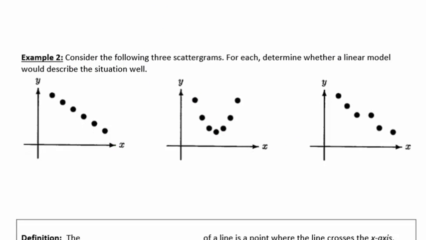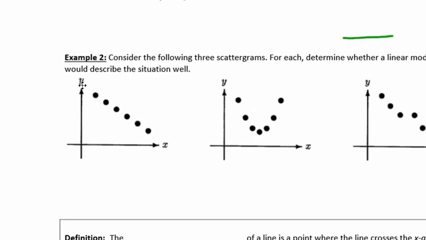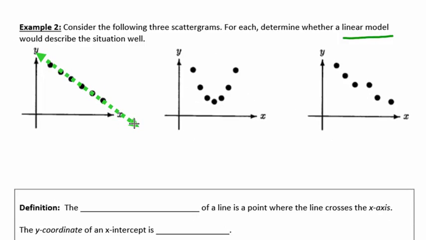Alright, example 2. Consider the following scattergrams. For each, determine whether there is a linear model that would describe the situation well. If there's going to be a linear model, it's going to mean that we can create a line that goes through the data. So if you look at the first set, if you try to draw a line through the data, you'll see that a line will go right through all of the points. If you've got a ruler, you can probably line up a little bit better than I could with my mouse here.